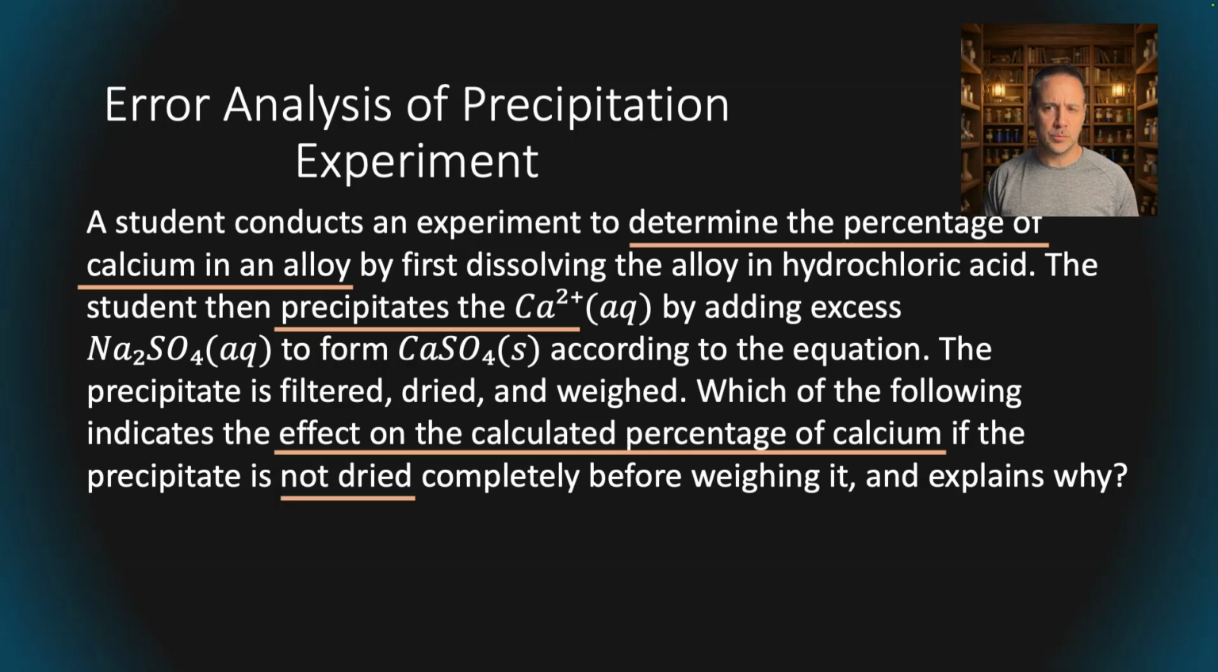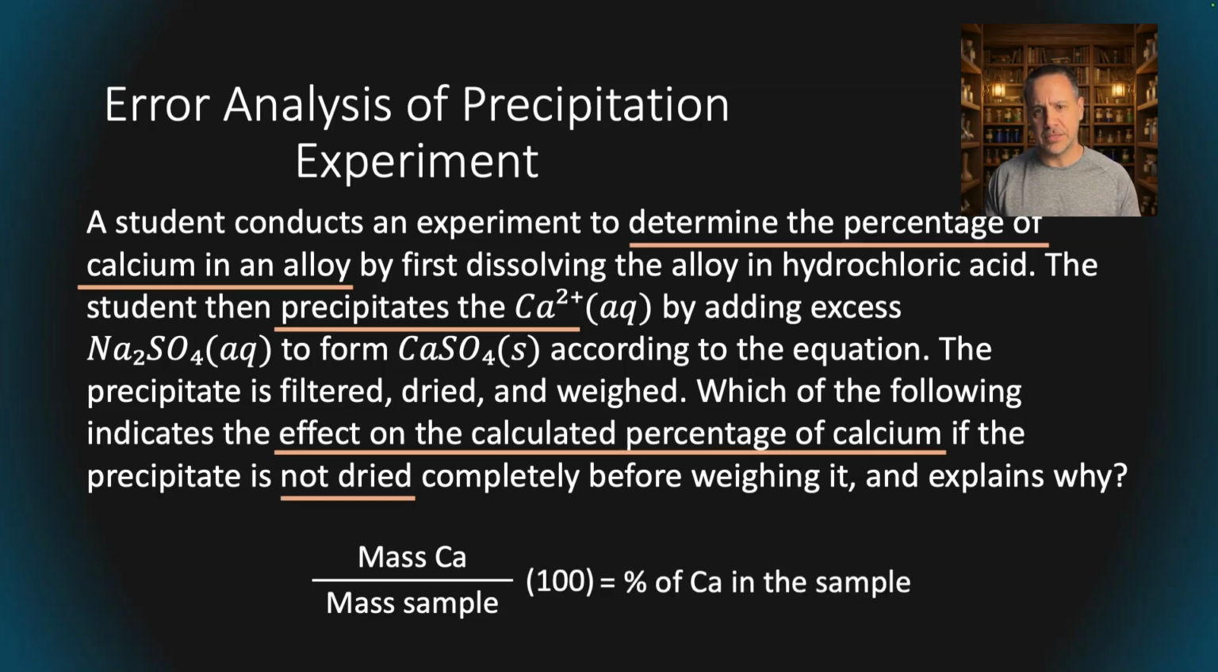This is all the more important because there's no numbers in this problem. Watch how much this helps. I'm evaluating the percent of calcium in the sample. The mass of calcium goes up top, and the mass of the sample goes down on the bottom. I'm not actually doing the math, but always remember to multiply by 100. That will give me the percent of calcium in the sample.